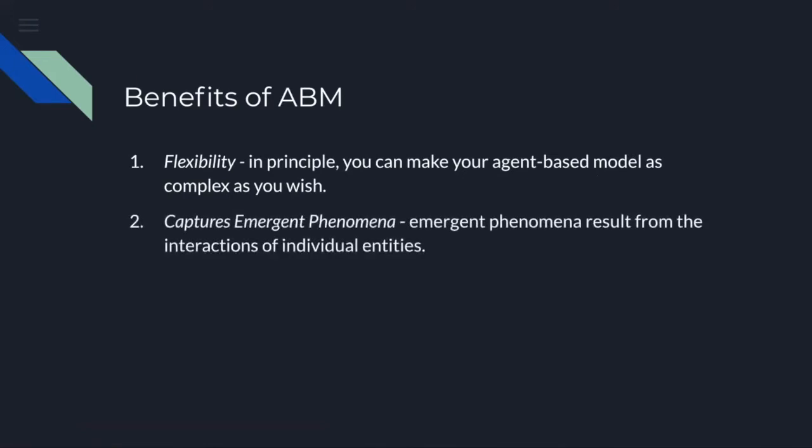Second, related, is that it captures emergent phenomena as well. Emergent phenomena result from the interactions of individual beings or entities. This means that the whole is more than the sum of its parts, due to the interactions between the parts in the system. And finally, ABM provides a natural description of a system. So we can get as close as possible to the reality of the system we're attempting to model.